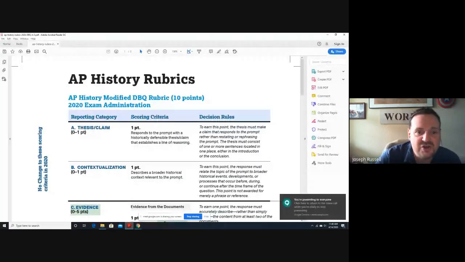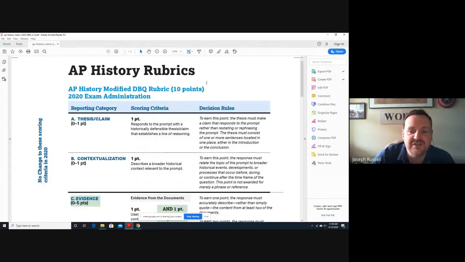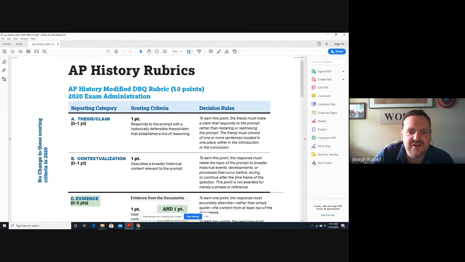Okay, so this is the APUSH rubric for 2020. This is what you should be seeing on your screen. Hopefully, I'm not screwing this up. All right, and you'll note that here it says 10 points. That's a big change, but again, one that's in your favor.